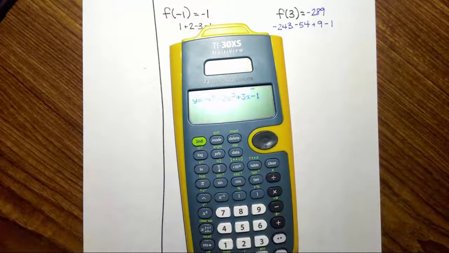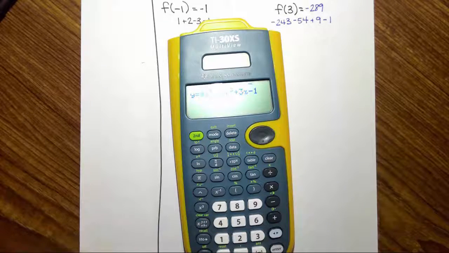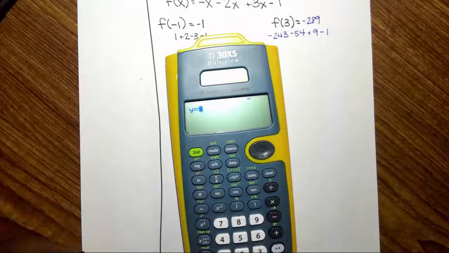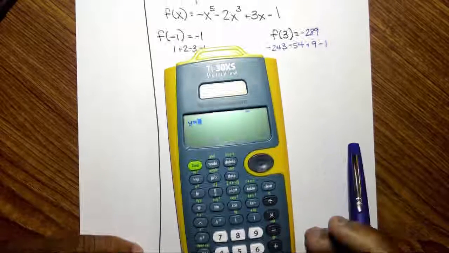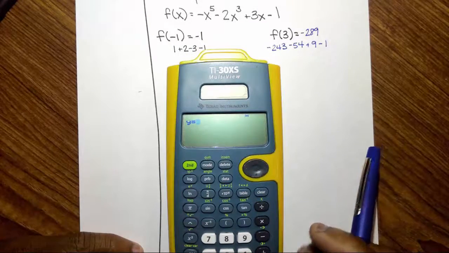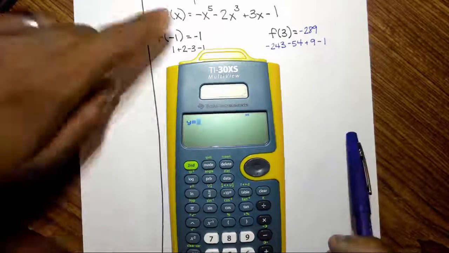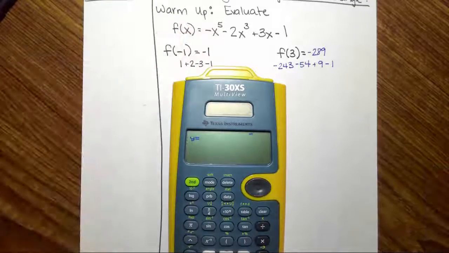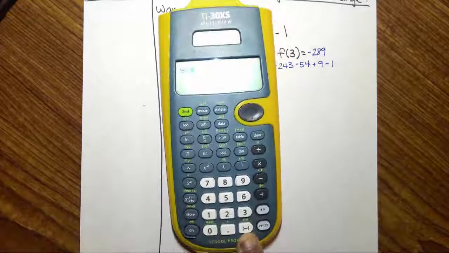Press the table button, please. It brings you up to the familiar y equals format that you have in your graphing calculators. Let's distinguish the difference between a negative and a minus sign first, all right? In this equation, you have negative x to the fifth minus 2x cubed plus 3x minus 1. This first sign, is it a negative or a minus? Negative. You need to press this key down here.